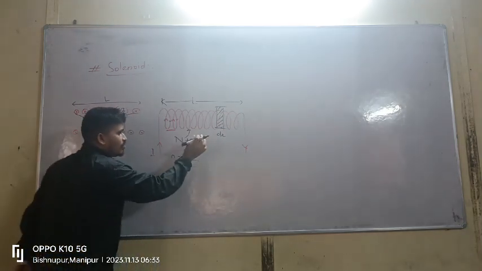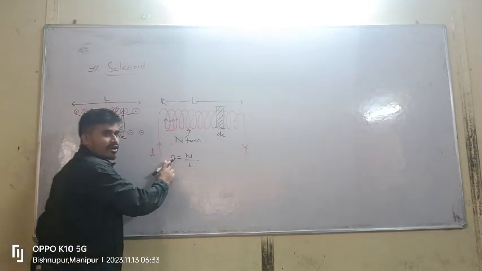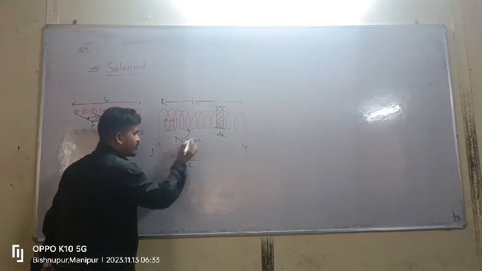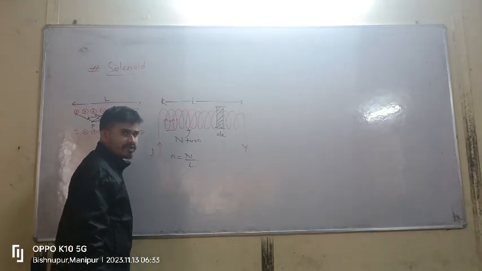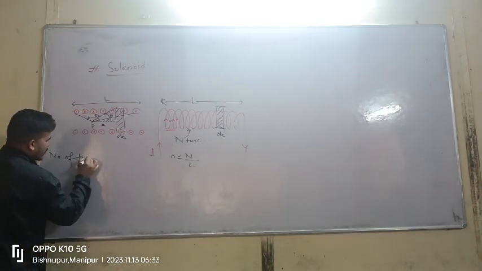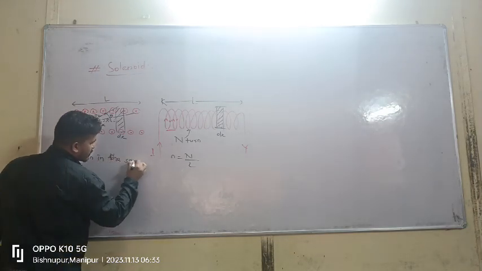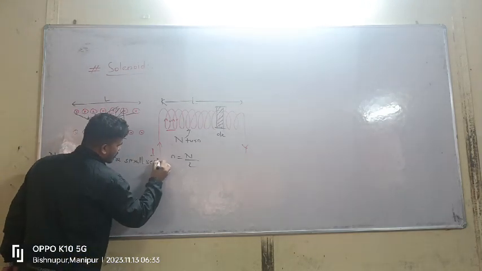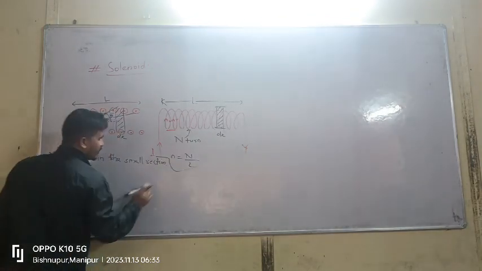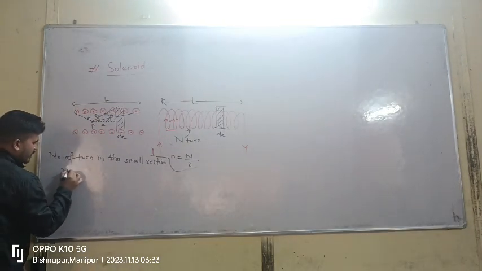Yes or no? How many turns are there? I don't know. How can you calculate? You know the number of turns per unit length. And if you multiply with this dx, you will get the number of turns in the small section, or no? This is not actually, this is the number of turns per unit length. What will be the number of turns? Means n dash, na? Yes or no?